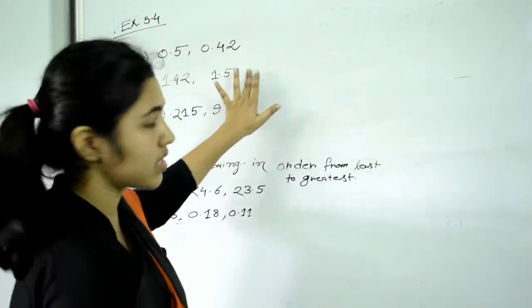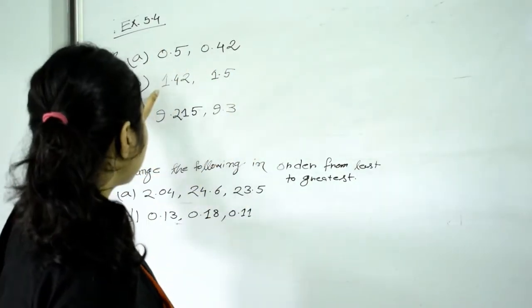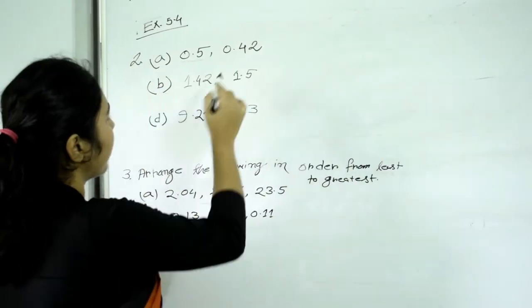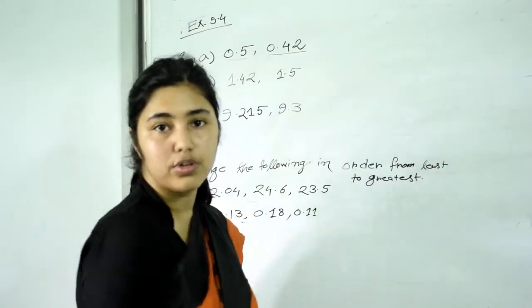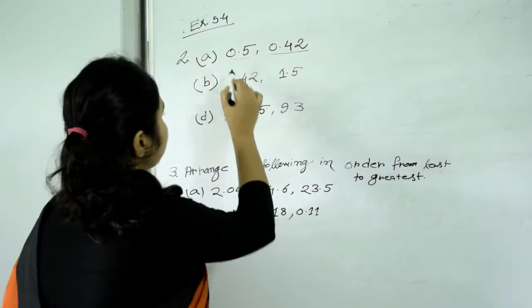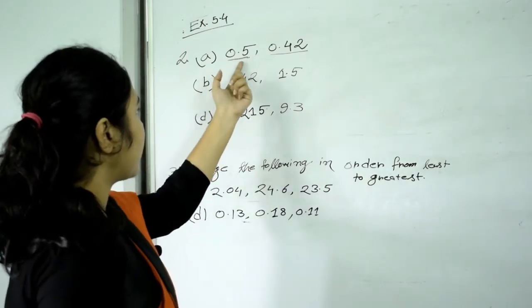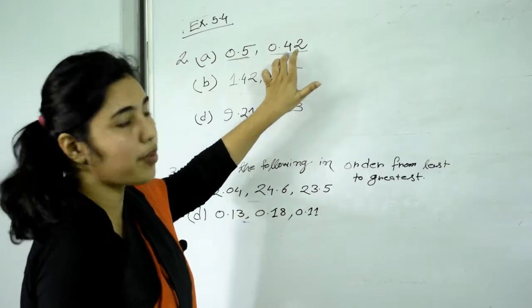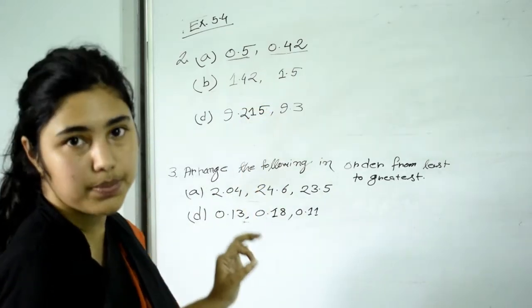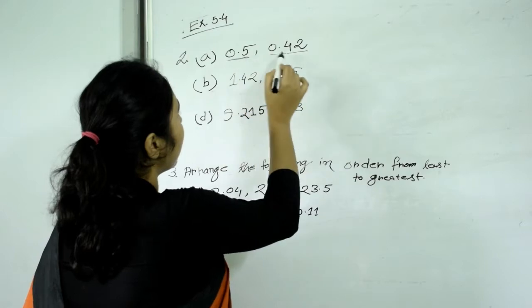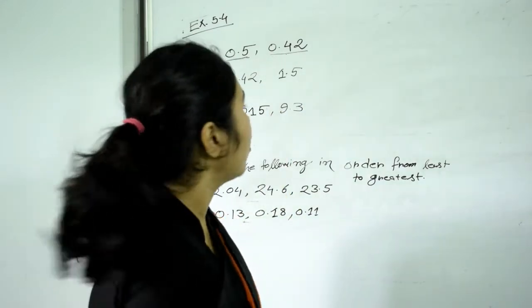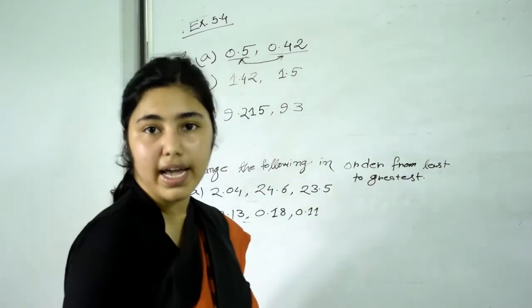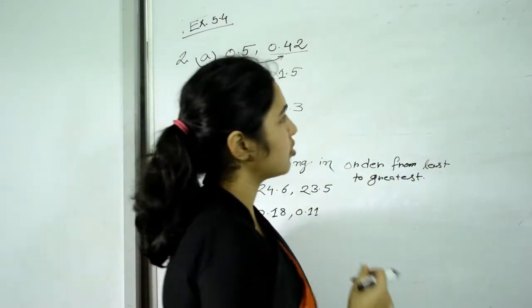So here in your exercise 5.4 question number 2, look at these decimal numbers 0.5 and 0.42, right? In 0.5 it has only one decimal place, but this number 0.42 has two decimal places, right? So these are not like decimals. Okay, so we have to convert these numbers into like decimals. So how can I do that?